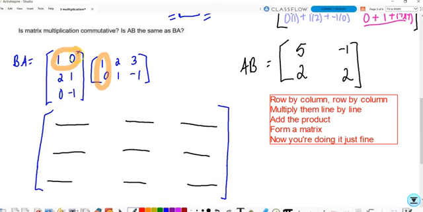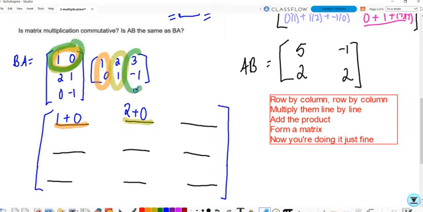Okay, so first row, first column, 1 times 1 plus 0 times 0. Now we're going to go first row, second column, which gives me the value in the first row, second column. And we get 1 times 2 plus 0 times 1. One more. First row, third column. So we get 1 times 3 plus 0 times -1. All right, 6 more to go.